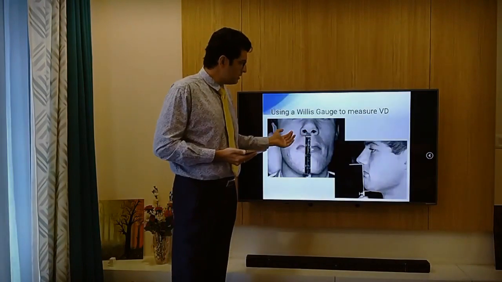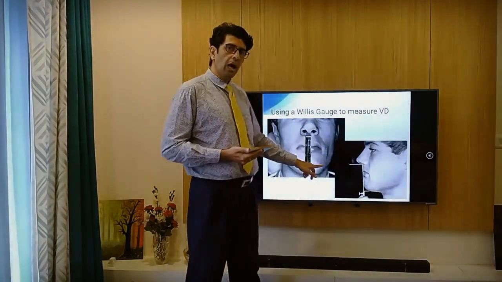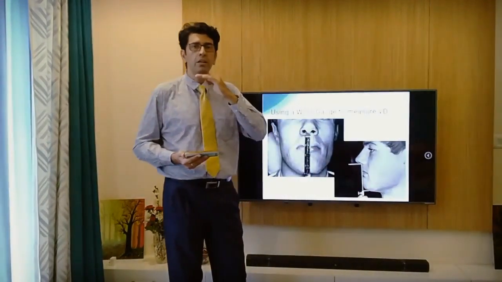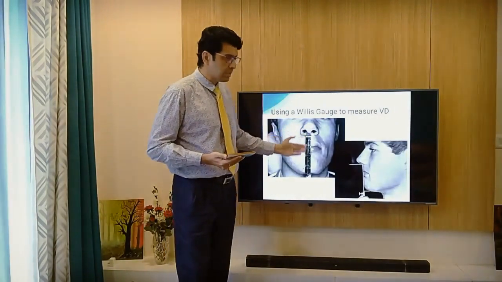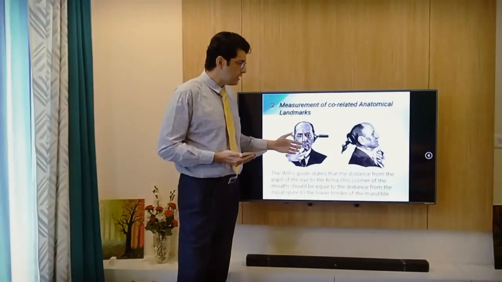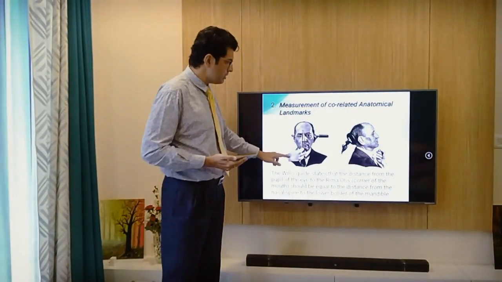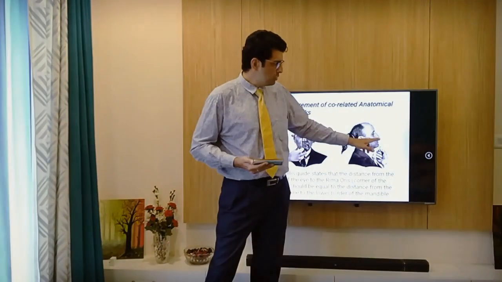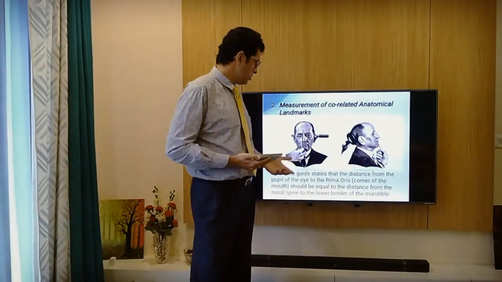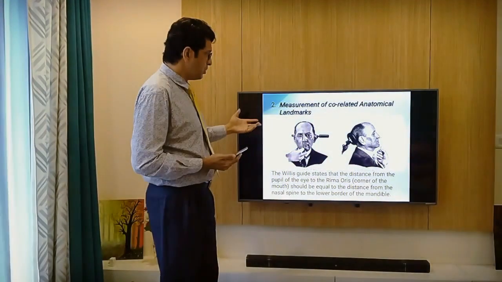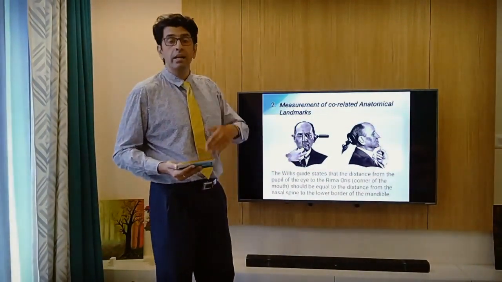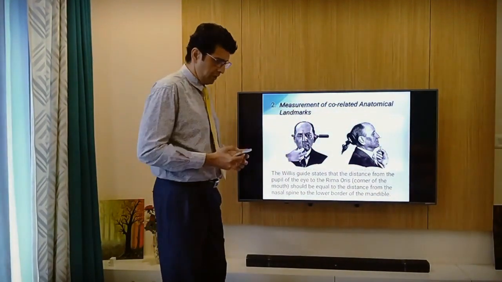Okay, when you use a Willis gauge, this is how you use it. Make sure that one end of the gauge is under the nasal spine, and the other end is under the chin, okay? Not at the most prominent point. And of course, the scale needs to be facing you so that you can make the measure quickly. The Willis gauge also states that the distance from the pupil of the eye to the rim of the oris is going to be equal to the distance from the nasal spine to the bottom of the chin for the vertical dimension of rest. So this is interesting. If you have this as a guideline, it can help you ascertain if what you have done is right or wrong and move towards what is right.